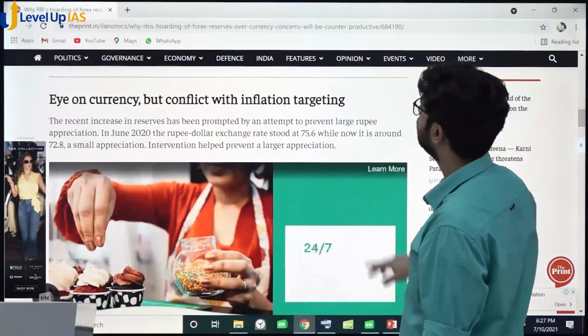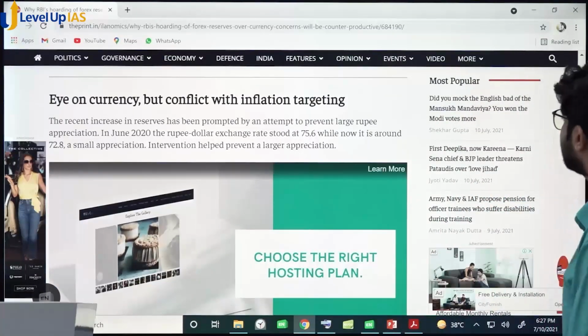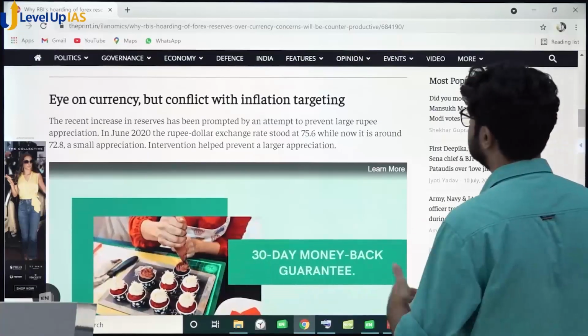Eye on currency but conflict with inflation targeting. See, I hope you are able to understand what they are trying to say. I am not explaining the things. I hope you are able to appreciate them on your own.